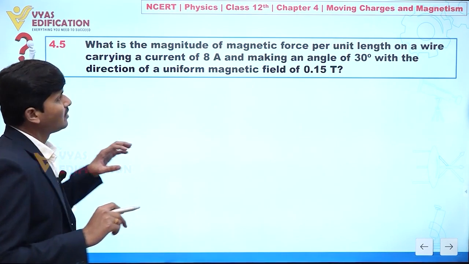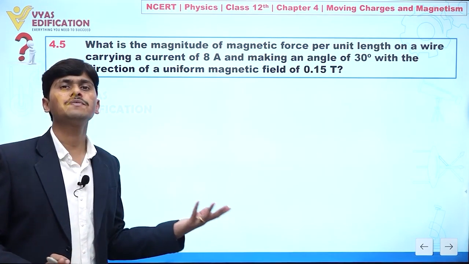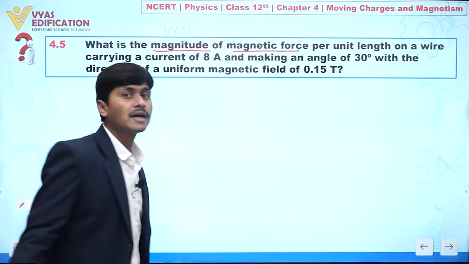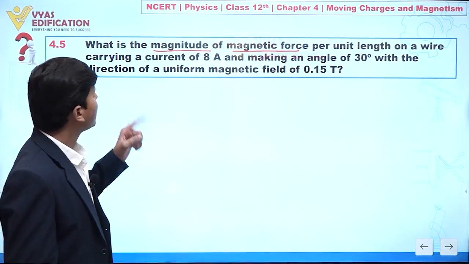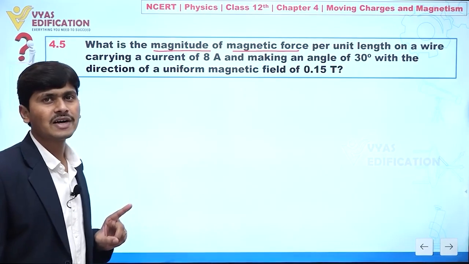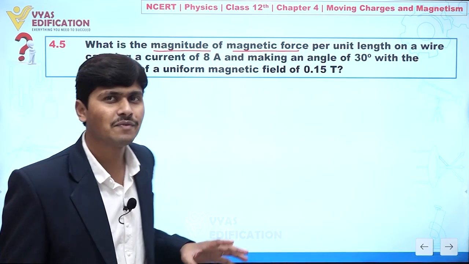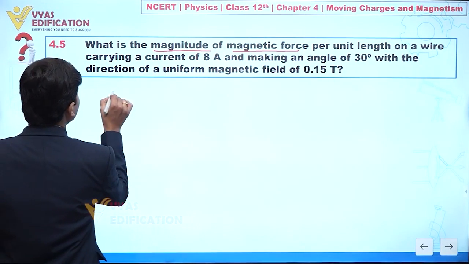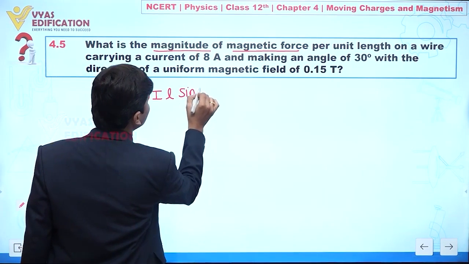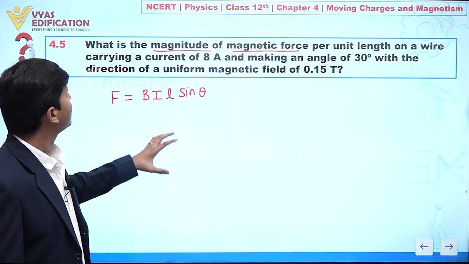Concentrate on the screen. First of all, try to find the objective of this question. The objective is to calculate the magnitude of magnetic force per unit length. Clear? Because we have a current carrying wire, and whenever we place a current carrying wire in a magnetic field, it will definitely feel a force. The value of that force is given by BIL sin theta. Clear? Where theta is the angle between the magnetic field and the current.